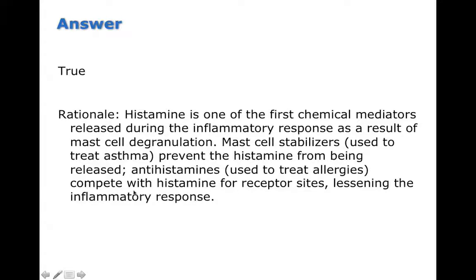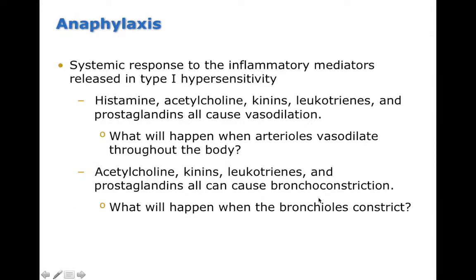The way these work is they compete with histamine for different receptor sites, which dampens down the inflammatory response. So an example here is anaphylaxis, right? Anaphylaxis would be more of the systemic response to an allergen. And this is where so many inflammatory mediators are released as a consequence of this type 1 hypersensitivity that it can lead to massive vasodilation, right?